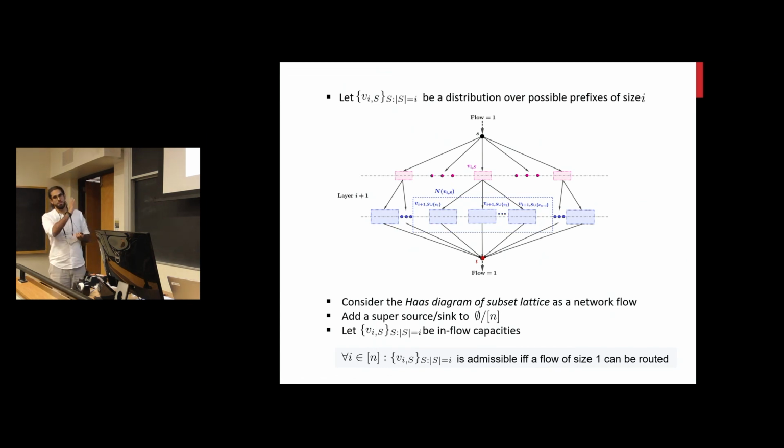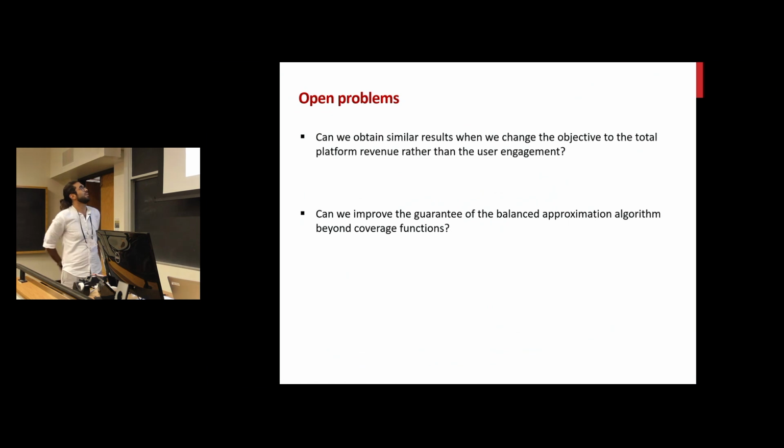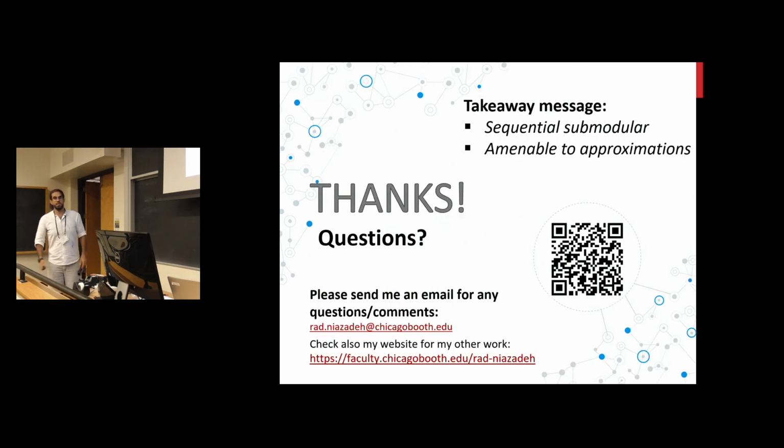So yeah, this was the key technical idea. Let me tell you 2 open problems, and then I'm going to conclude. In this talk, we talked about user engagement. In the literature on assortment optimization, revenue is actually a more popular objective, and whether you can get any approximations for the revenue objective is an open question. The second problem is tightening the gap between 1 minus 1 over e and 1 minus 1 over e squared for the second problem, which I think is an interesting technical question. So with that, I would like to conclude my talk. Thanks a lot for your attention.